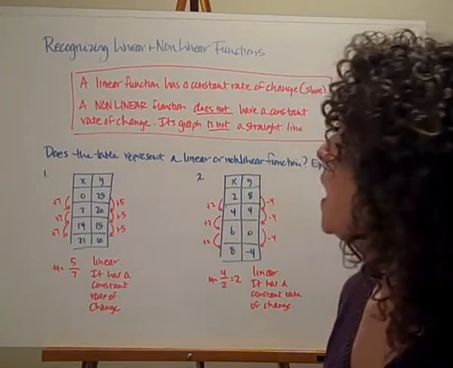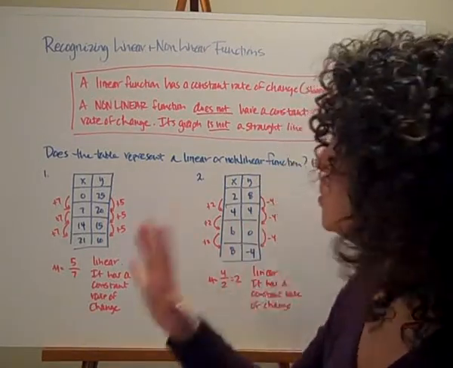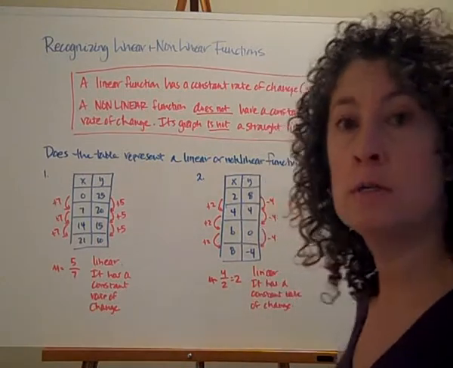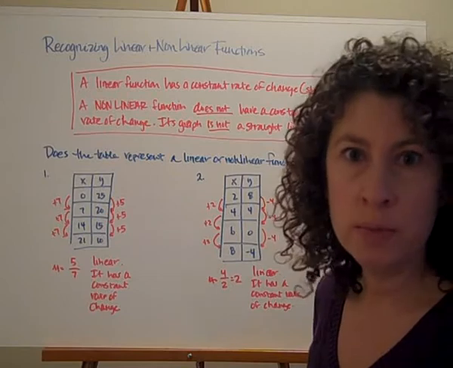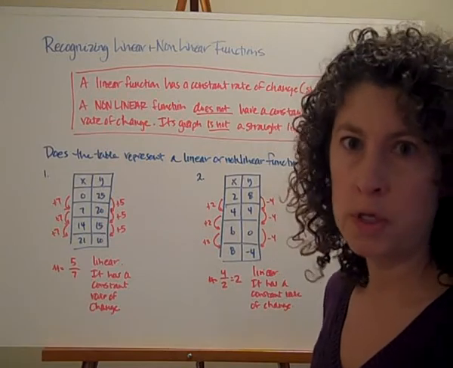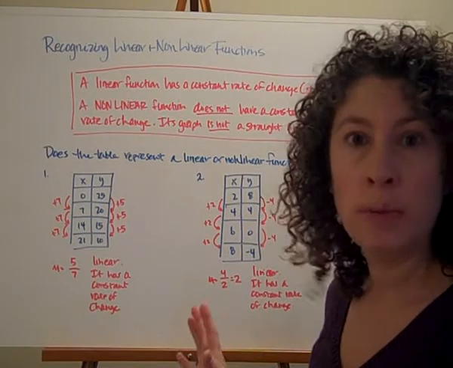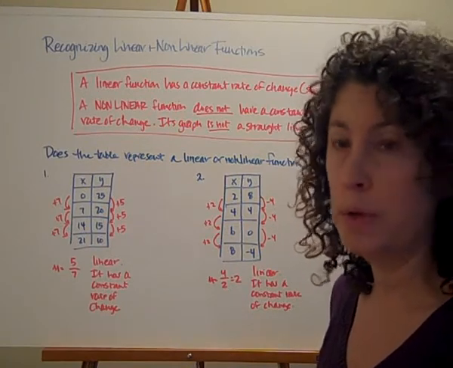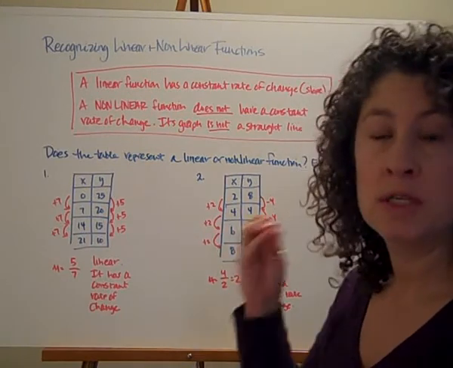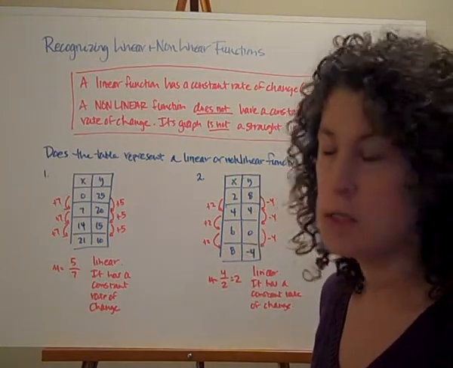Recognizing linear and nonlinear functions. So this whole chapter we've been talking about functions. A function is a relation where each input has only one output. So we're still talking about situations where a relation has each input has only one output. We've been focused really on linear functions.